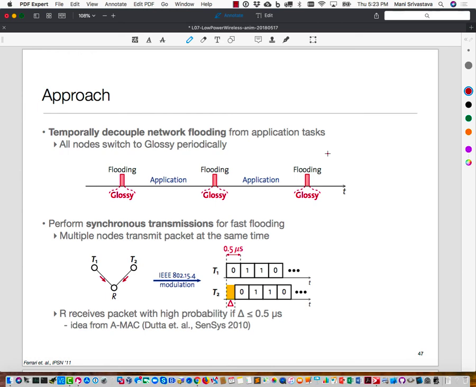The way it works is the following: it divides time into two types. Periodically, or sporadically, it doesn't have to be periodic, the network goes into a flooding mode. We can imagine that 1 second out of every 10 seconds we will flood. So we set aside some time, and let's call that the Glossy mode. During this Glossy mode, we perform a fast flooding. So what does it mean? It relies on a very key insight.